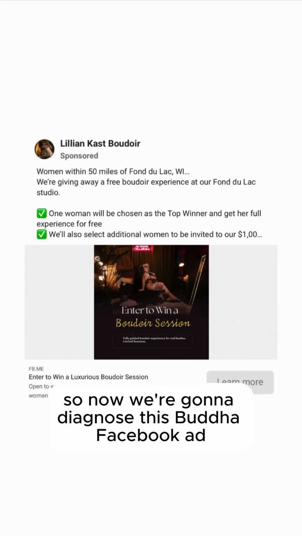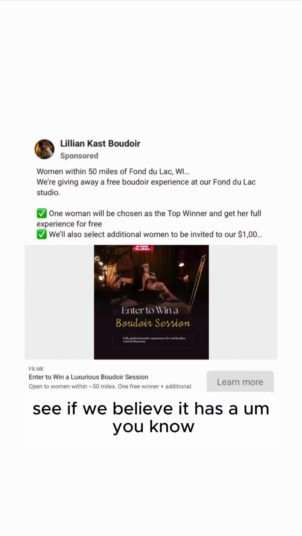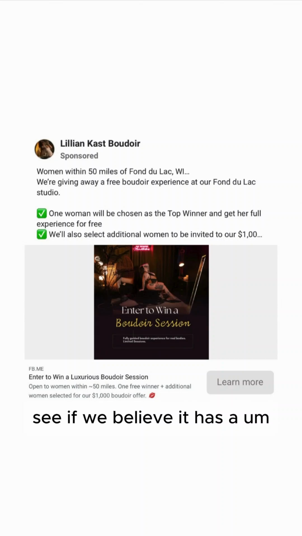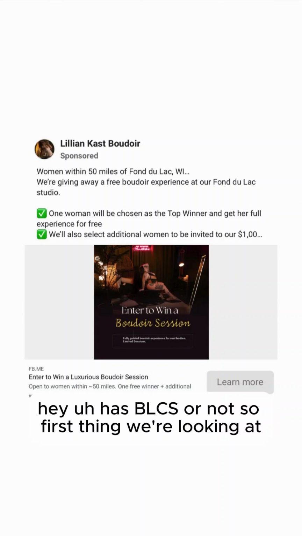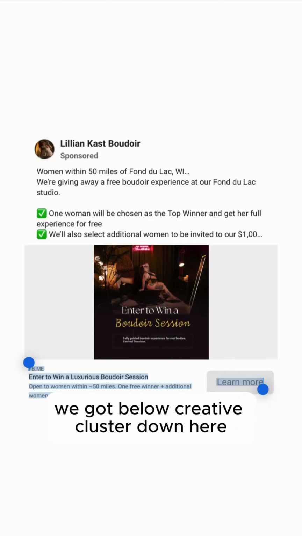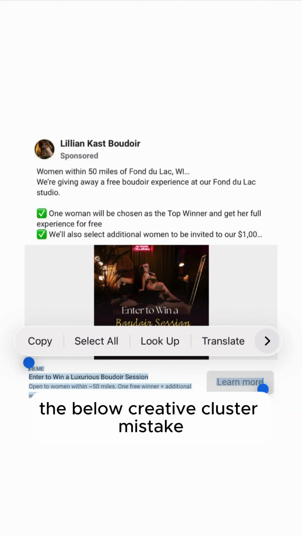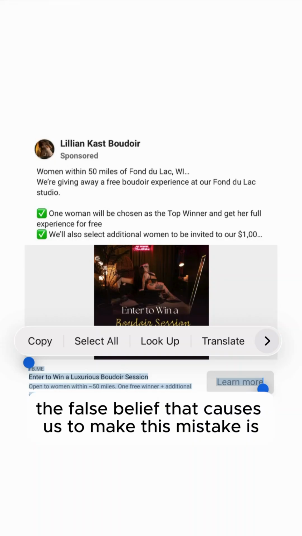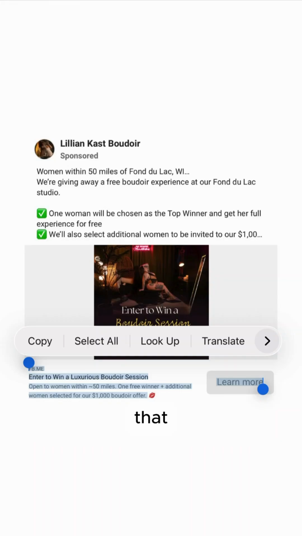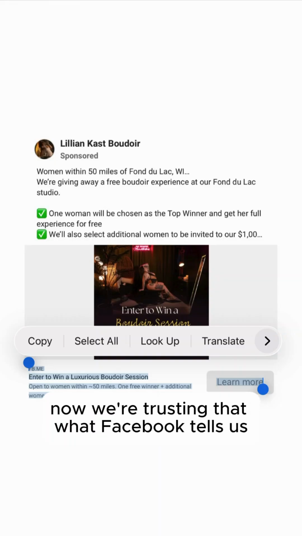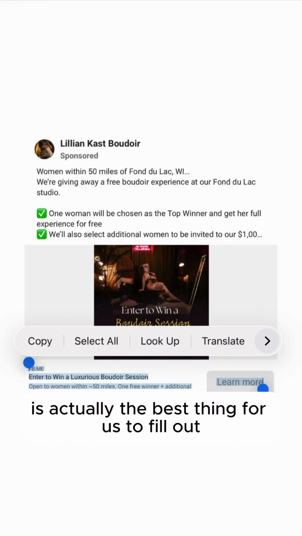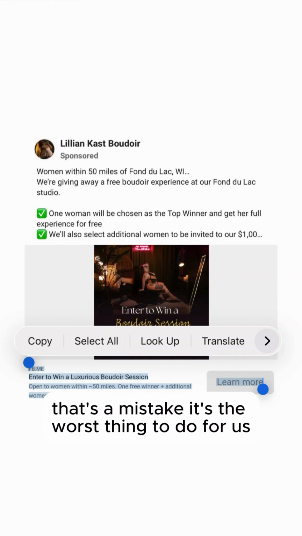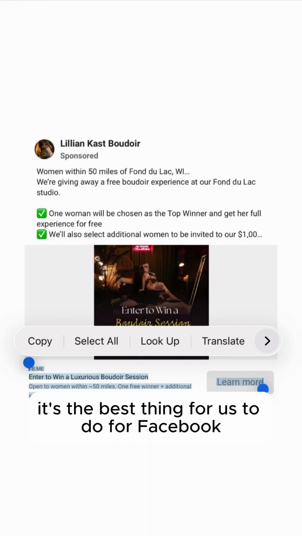So now we're going to diagnose this Boudoir Facebook ad, see if we believe it has BLCS or not. So first thing we're looking at, we got below creative cluster down here. The below creative cluster mistake. The false belief that causes us to make this mistake is that we're trusting that what Facebook tells us we should fill out when setting up our ad is actually the best thing for us to fill out. But no, that's a mistake. It's the worst thing to do for us. It's the best thing for us to do for Facebook.